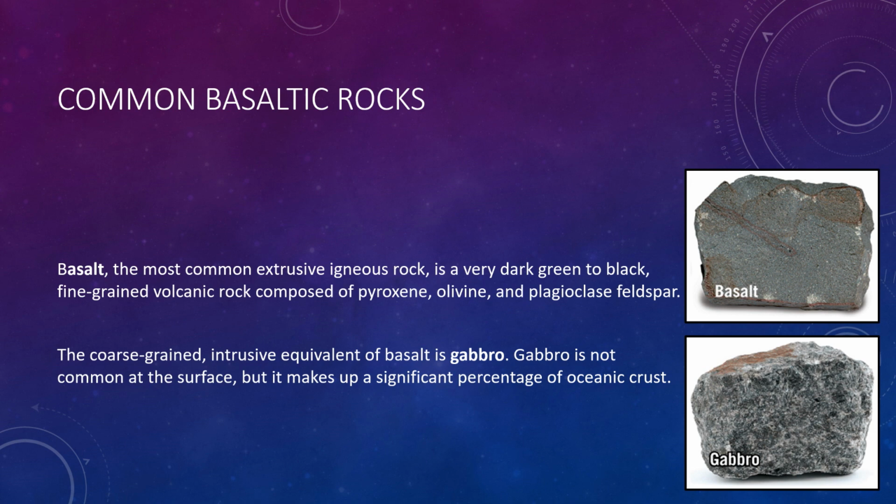The coarse-grained, intrusive equivalent of basalt is gabbro. Gabbro is not commonly exposed at the surface, but it does make up a significant percentage of the oceanic crust.